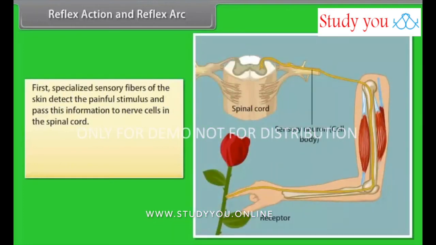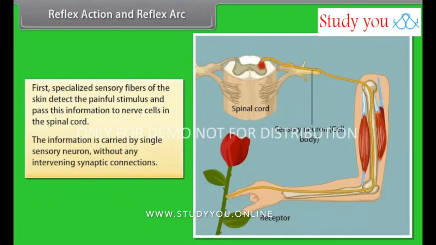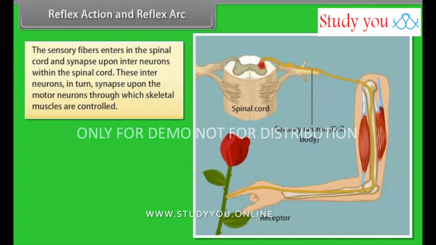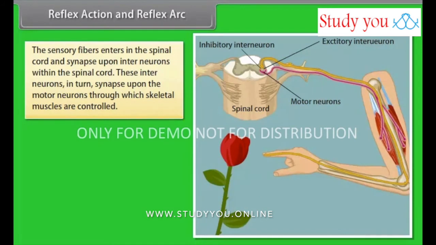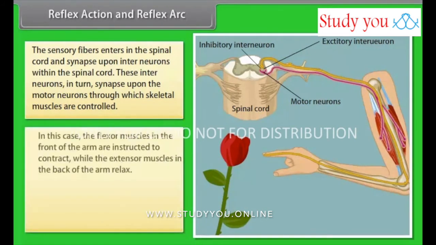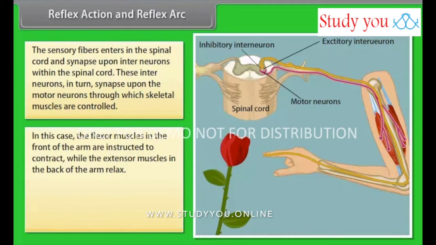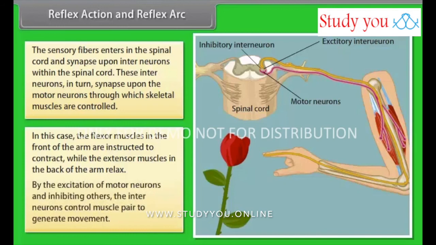First, specialized sensory fibers of the skin detect the painful stimulus and pass this information to nerve cells in the spinal cord. The information is carried by a single sensory neuron without any intervening synaptic connections. The sensory fibers enter the spinal cord and synapse upon interneurons within the spinal cord. These interneurons in turn synapse upon the motor neurons through which skeletal muscles are controlled. In this case, the flexor muscles in front of the arm are instructed to contract while the extensor muscles in the back of the arm relax. By exciting some motor neurons and inhibiting others, the interneurons control the muscle pair to generate movement.